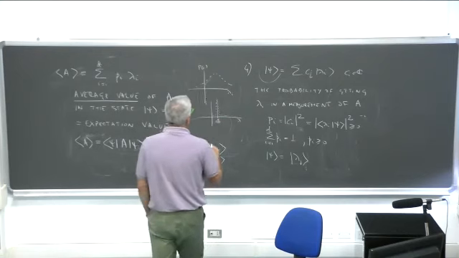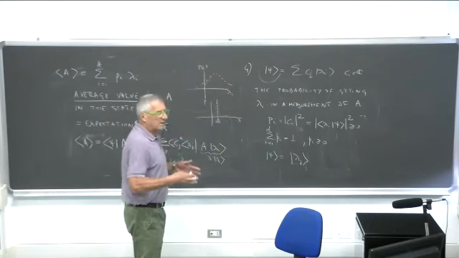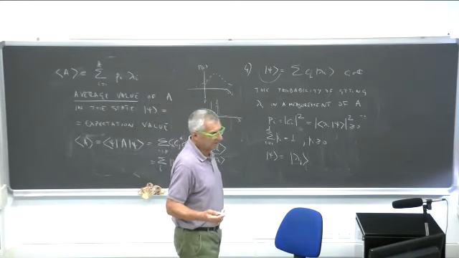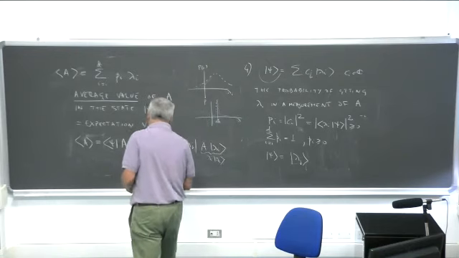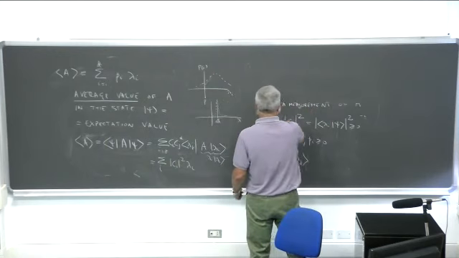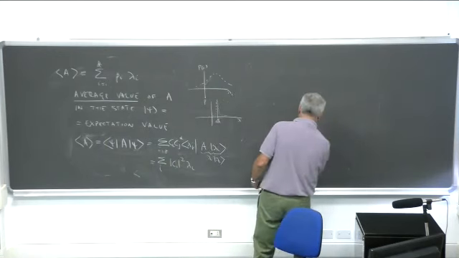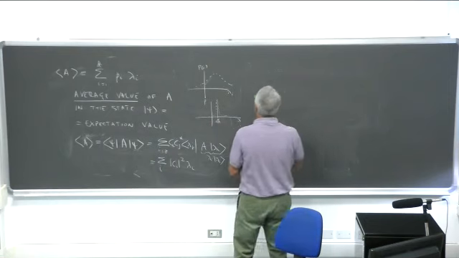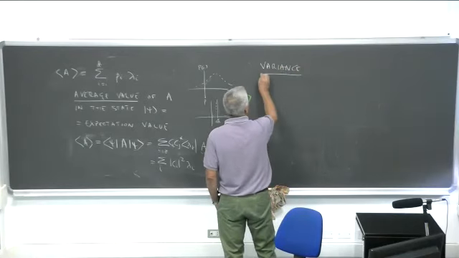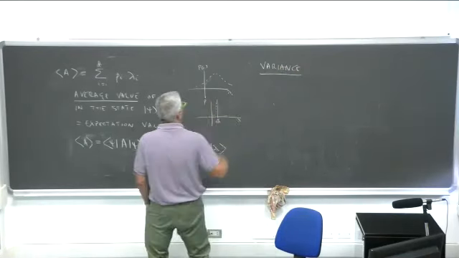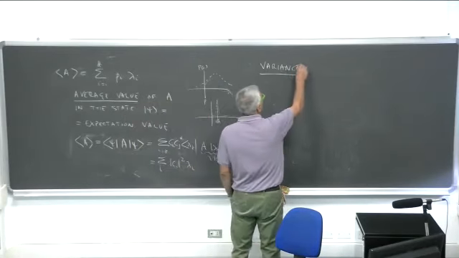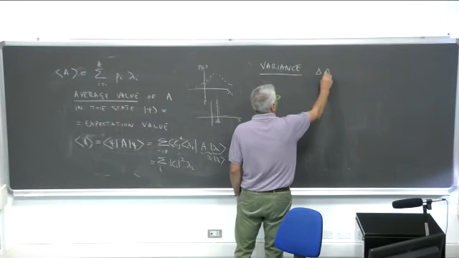So there is a way to measure how far you are from a classical case, like you do in statistics. And what is this measure? Well, this is the notion of the variance of an observable in a given state, which somehow measures how far you are from a classical situation. This is denoted by delta A.